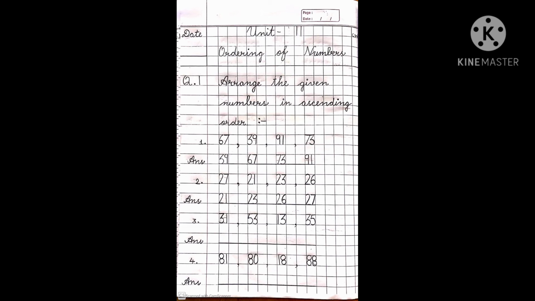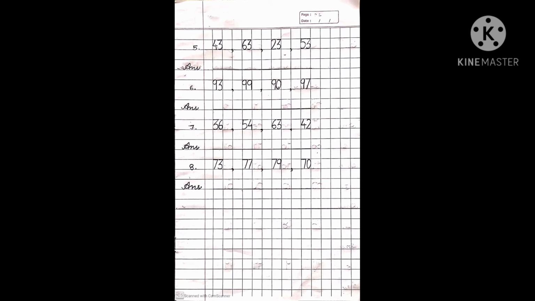Number 2, 27, 21, 23, 26. Now see, which is the smallest number amongst all? Yes, that is 21. And which is the greatest one? 27. So, the ascending order will be 21, 23, 26 and 27. Now, the rest you will do in the same way I have explained to you. Now, moving towards the next question, that is question number 2.